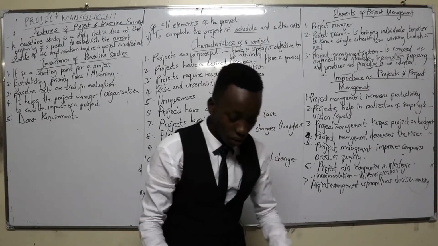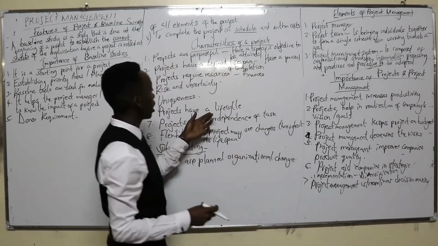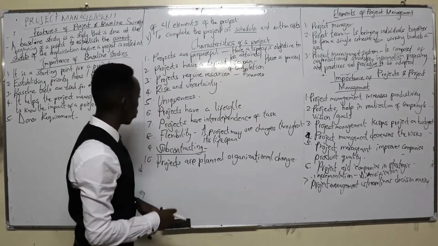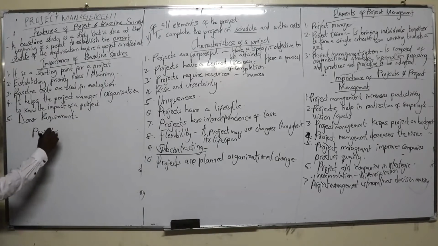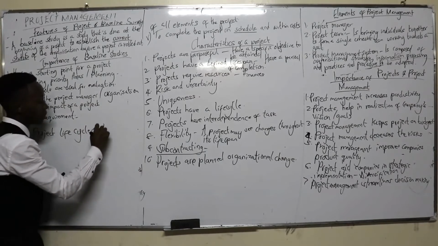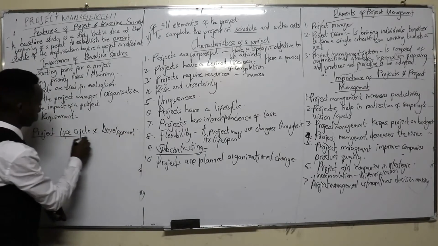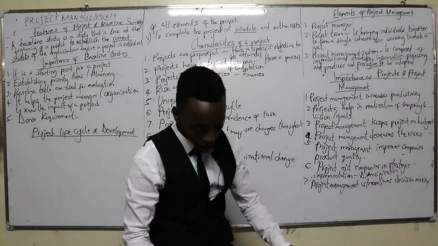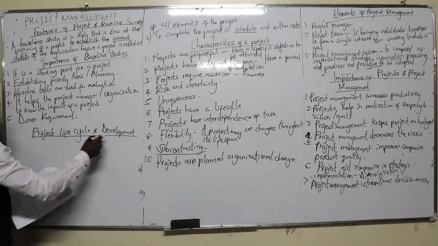So one of the features that we identified for projects is that a project undergoes a life cycle. Now, this life cycle is the stages that the project undergoes from the starting point to its completion. So that is what we want to discuss next: the project life cycle and its development. The project undergoes different stages or phases.